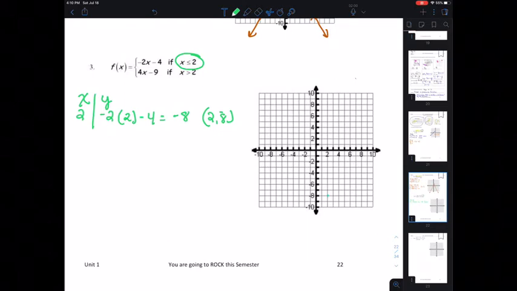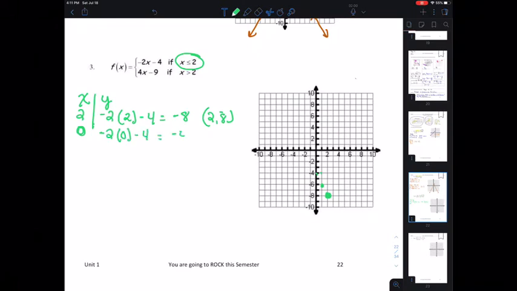We're going to start at 2, negative 8. It's a closed circle because it's less than or equal to. And then it has a slope of negative 2, so we're going to go up 2 and over 1. And again, we can do a second point. Let's say 0.